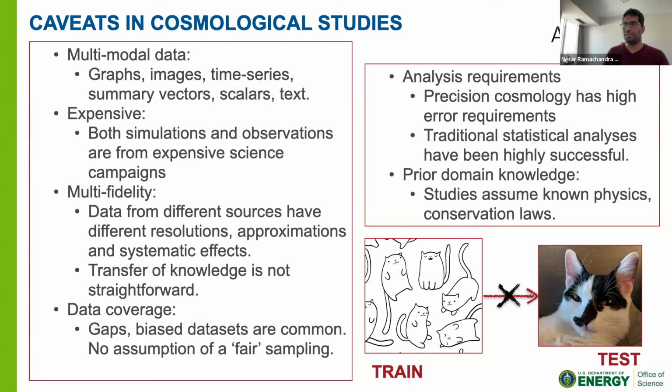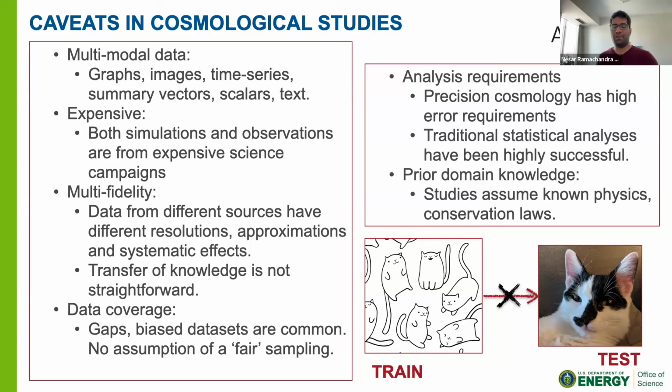And the other important thing is multifidelity. The data often comes from different sources. If it's simulation, we may have data coming from multiple resolutions, different approximations, or different physics models. And when it's observations, you have a lot of data that has different types of noise behavior, lots of systematic effects that are not easily quantified. So essentially, transfer of knowledge is not very straightforward. The cartoon that I like showing is that we cannot expect to have a deep neural network that is trained on cartoons of cats and then try to infer whether a real image of a cat can be inferred when in deployment.